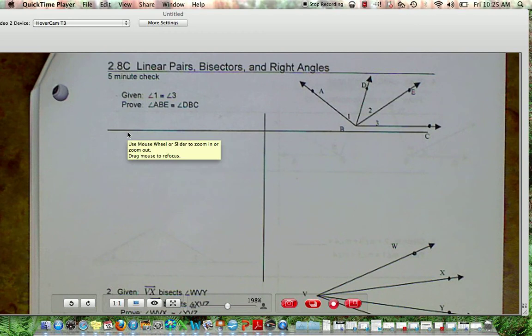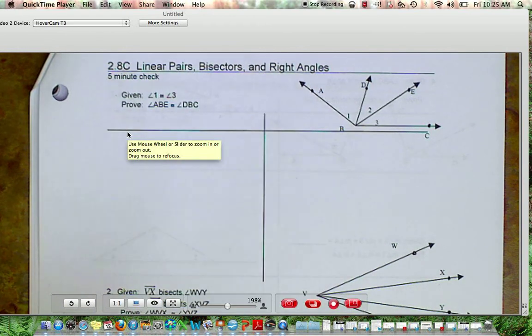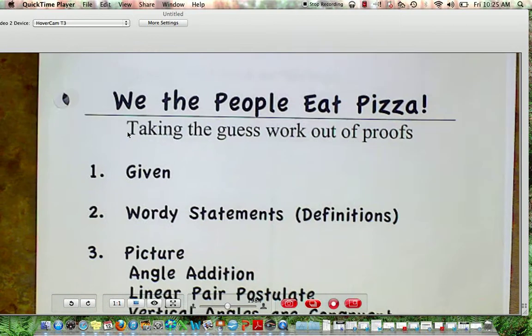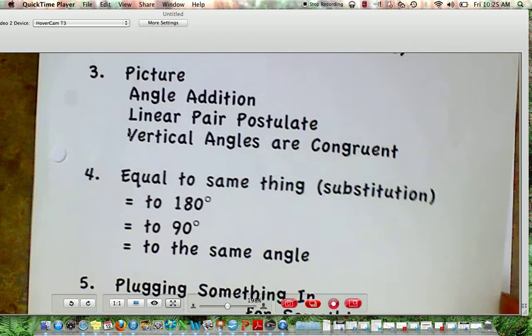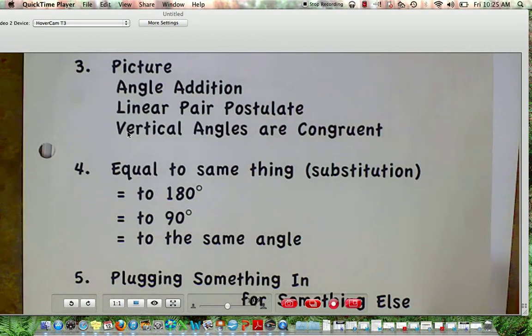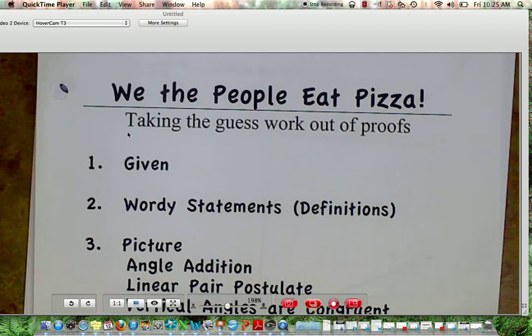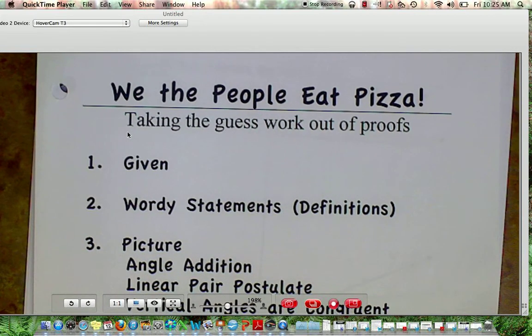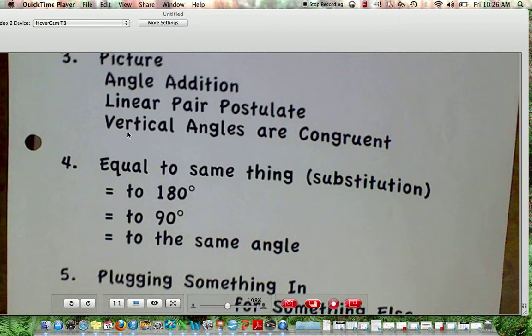We will continue with more angle proofs using linear pair postulate, angle bisectors, and right angles. And as we work through these, we are going to continue to talk about We the People Eat Pizza and the steps that we can use to help us work through a proof. If you don't have this, you can watch the video that is also online that shows you how to work through it, or you can write it down and follow through it.